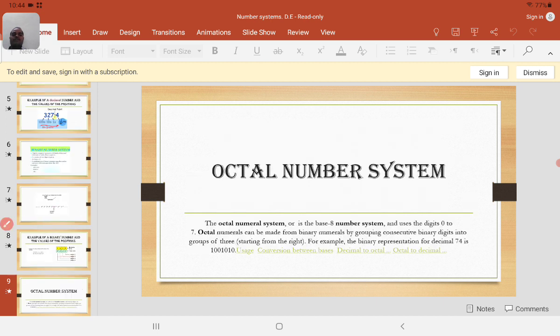Next, the octal number system. When we consider the octal number system, it is of base 8, and 0 to 7 are the digits present in it. One example we have is 74. This is an example of an octal number.